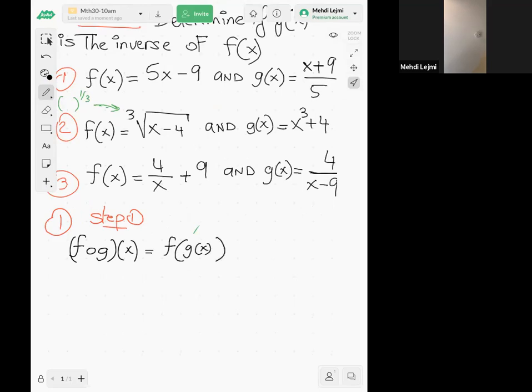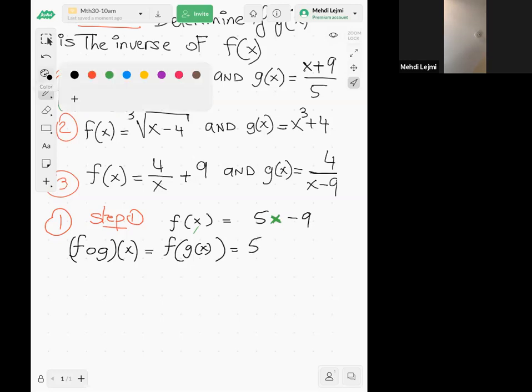My f of x is actually 5x minus 9, right? So here's my x. Now I'm going to substitute x by g of x. So it's going to be 5 times g of x, which is x plus 9 over 5. And then there's this minus 9.